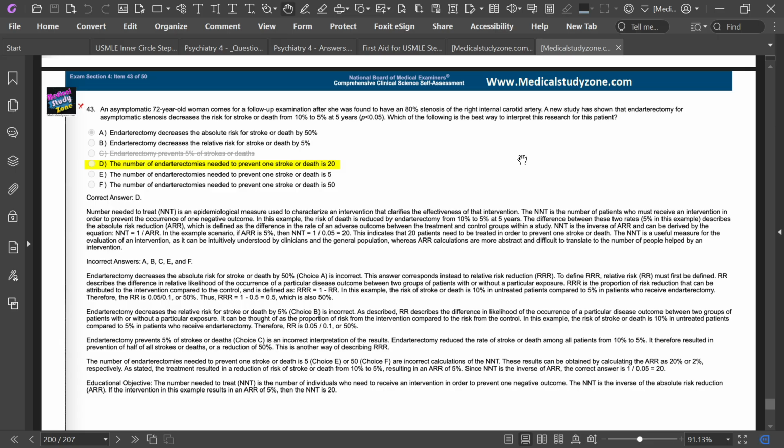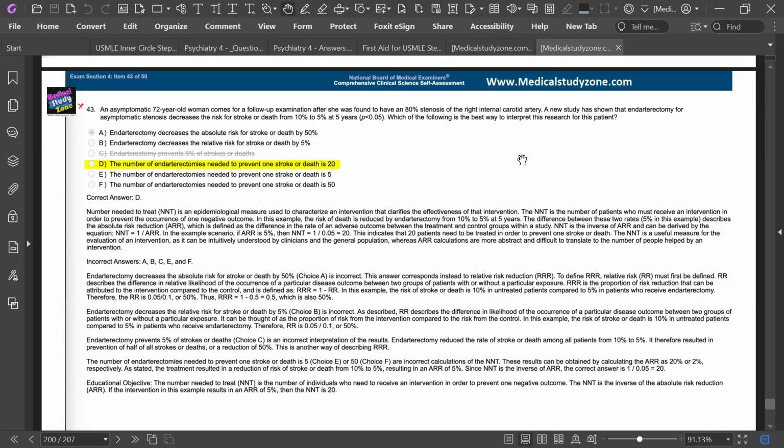You read the last two. Endarterectomy prevents 5% of the strokes or deaths is incorrect. Interpretation of the result: endarterectomy reduces the rates of stroke or death among patients from 10% to 5%, therefore resulting in prevention of half of all strokes or deaths, or a reduction of 50%. There is another way of describing RRR.